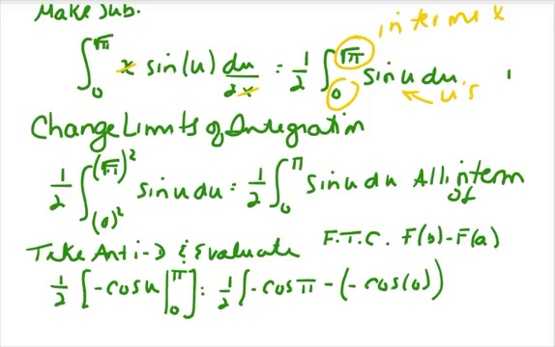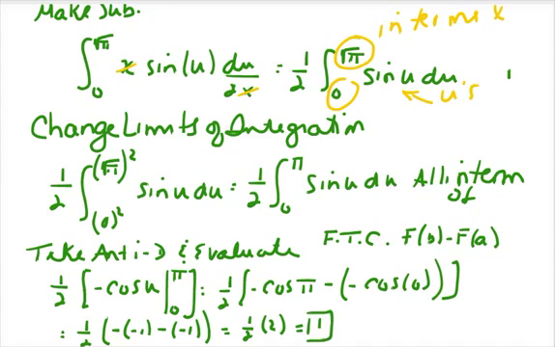So evaluating that, hopefully you remember your trig rules. This becomes negative the cosine of pi, which is a minus 1, and minus cosine of 0 is minus 1. Hopefully we keep our sign straight, and you end up with 1/2 times 2, and the answer here is simply 1.